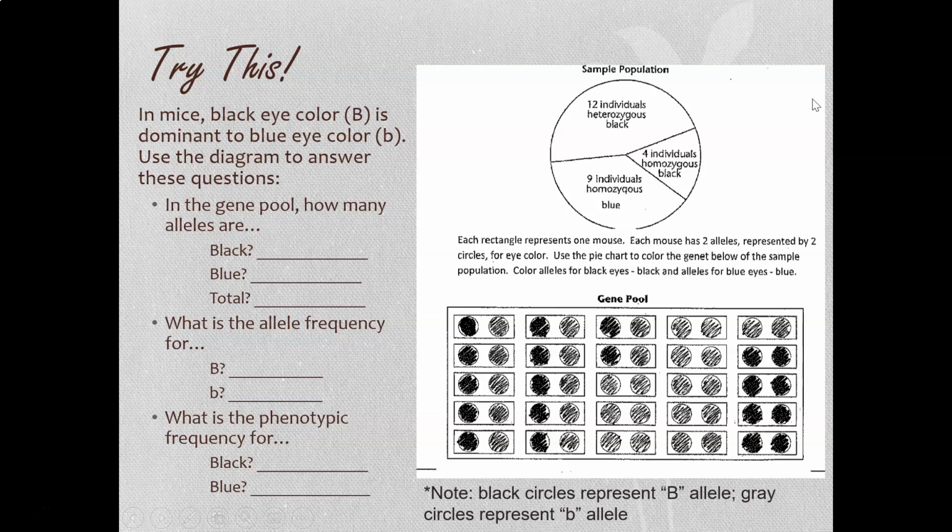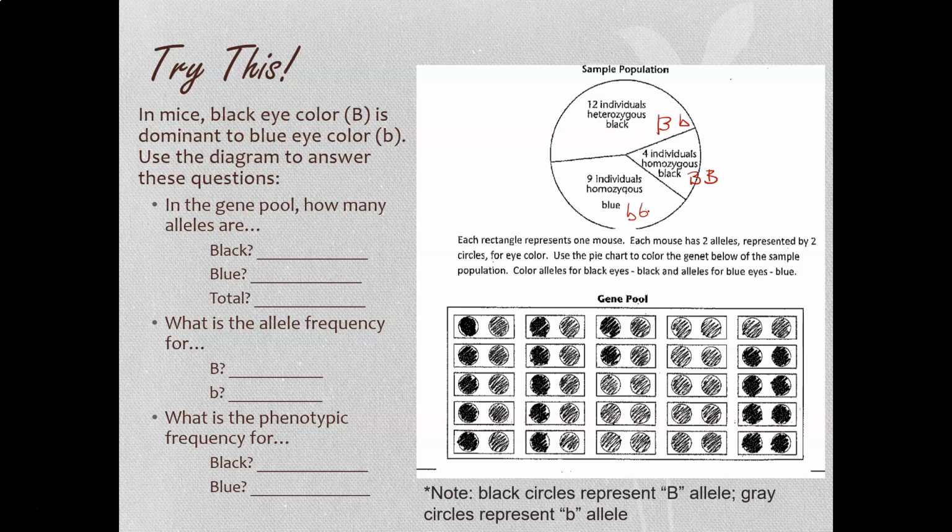So if I'm going to look at somebody who is heterozygous, that means that they have one of each. So that would mean they've got a big B and a little b, right? If I'm homozygous for being black, remember black is the capital, so that means these guys have two big B's, right? And if I'm somebody who is homozygous blue, that means that I've got two lowercase letters, right?